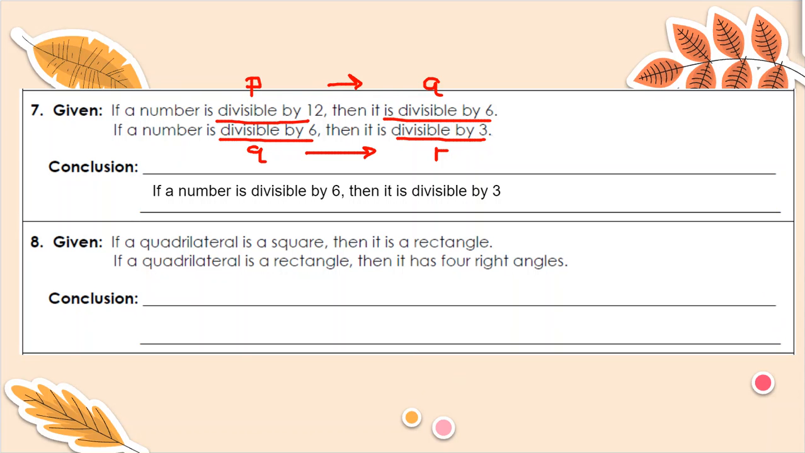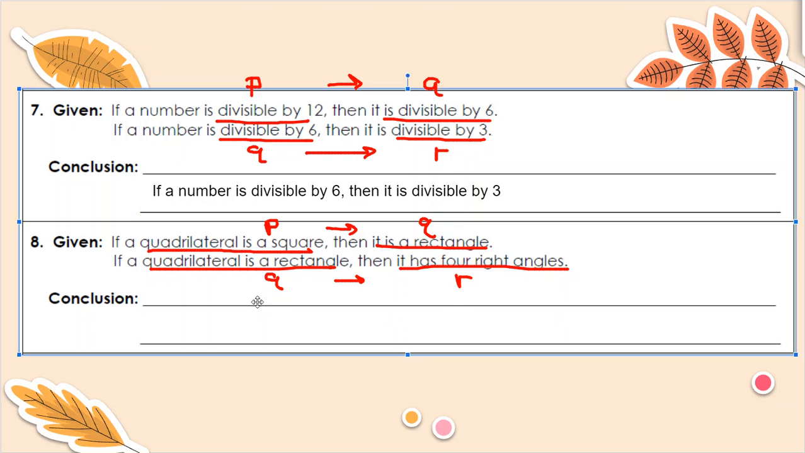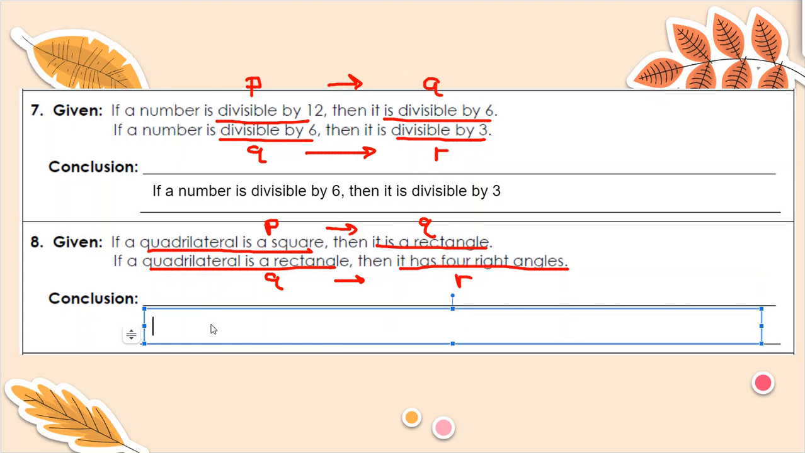Well, let's check out how you did. So this is a valid syllogism. If a quad is a square, so we have square quad for P, then it's a rectangle for Q. So we should start with rectangle, which we do. And then it has 4 right angles, new statement R. So if P then Q, if Q then R, therefore we can draw the conclusion that if P then R. So if a quad is a square, then it has 4 right angles. Ta-da!